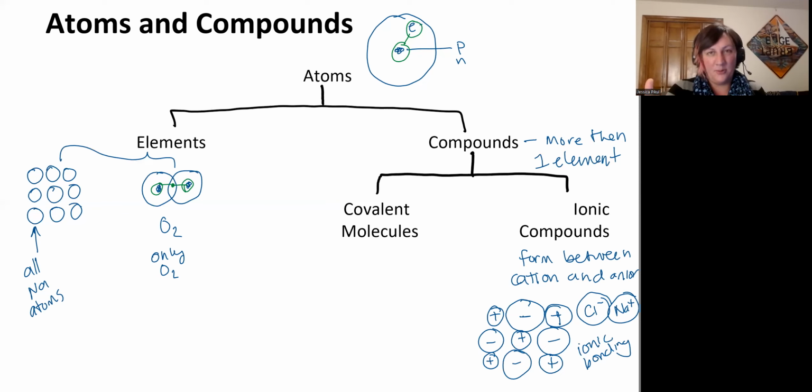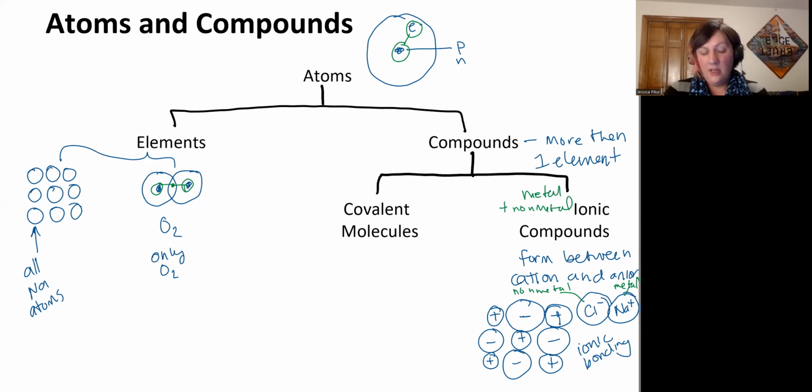Not always, there's exceptions to everything, right? But remember our chlorine here, this is our non-metal, and sodium is a metal. Even though it's an ion instead of an element, it's still either a metal or a non-metal or a metalloid. So these are typically this.